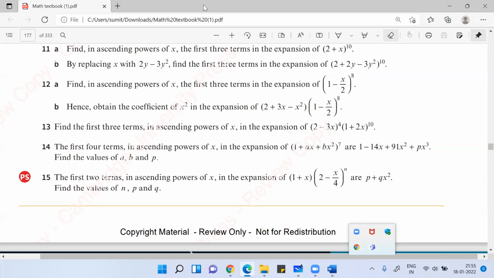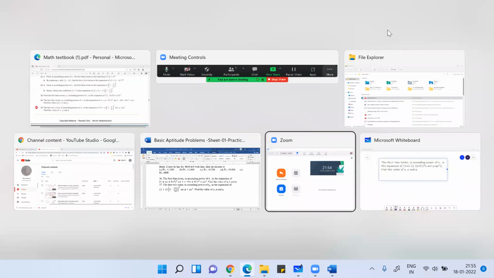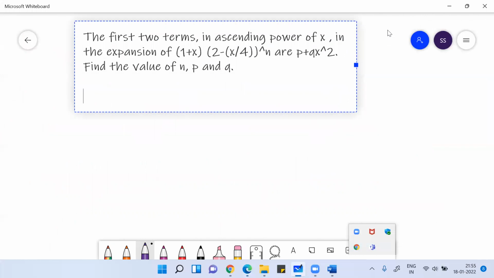So what I did, I just wrote down this problem here so that we can solve this question. I need to talk about the expansion of (1 + x)(2 - x/4)^n. Correct, right?